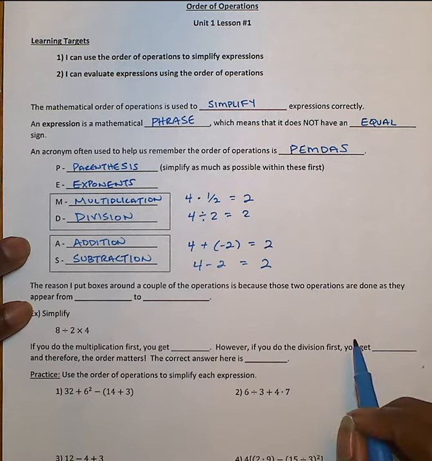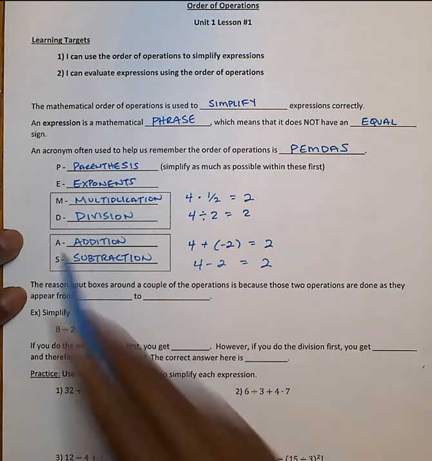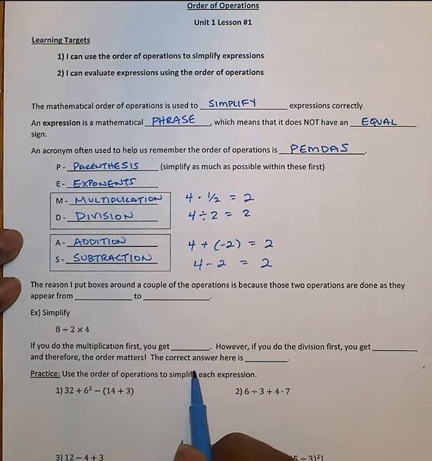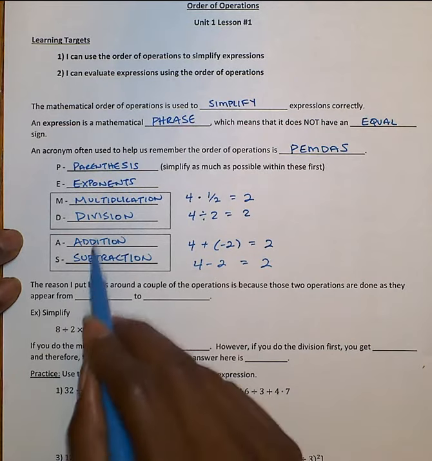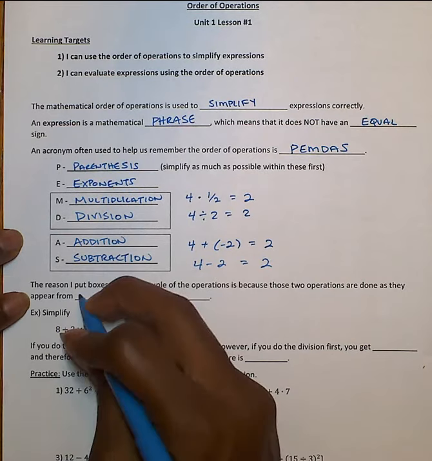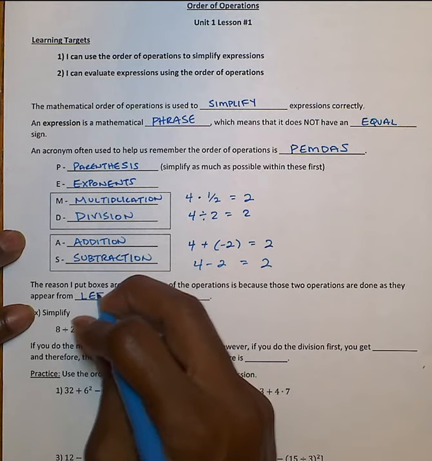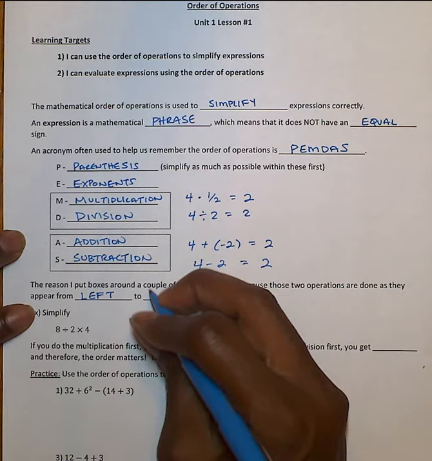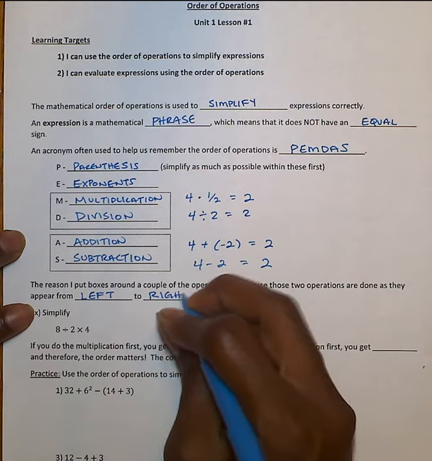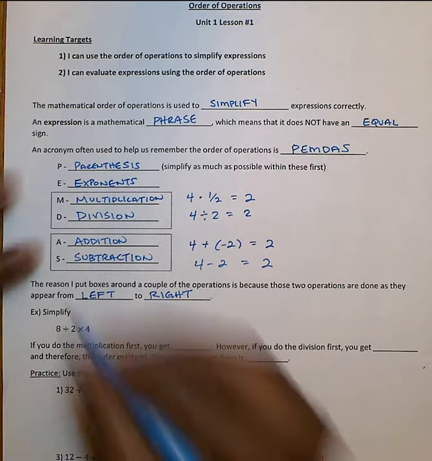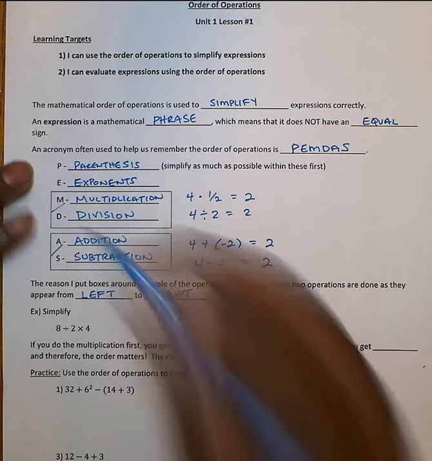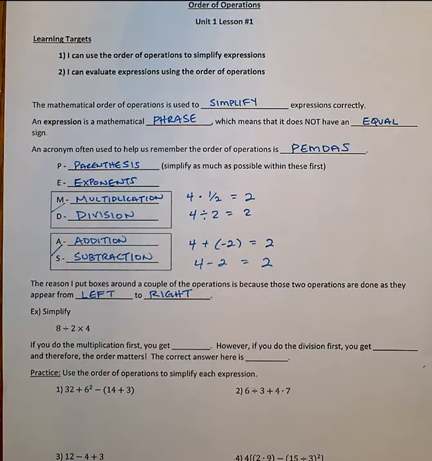So these two pairs of operations, multiplication and division, addition and subtraction, you will simplify as they appear from left to right. Don't do multiplication first and then division. That's not how we do it. We do multiplication and division from left to right. They are essentially the same thing. So let's look at how that will work out.